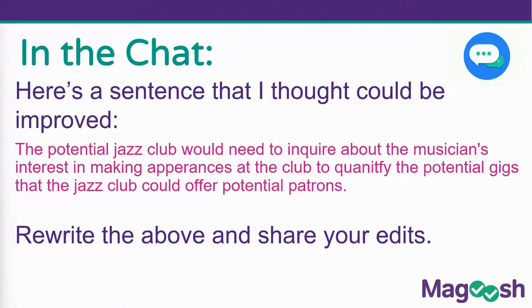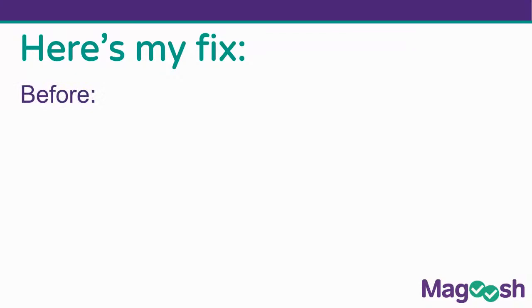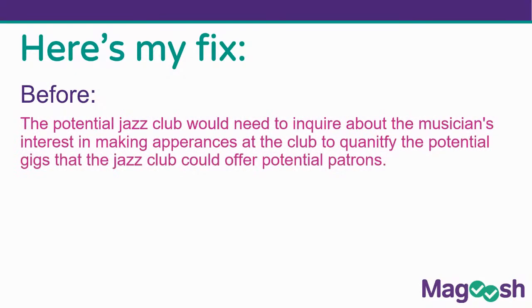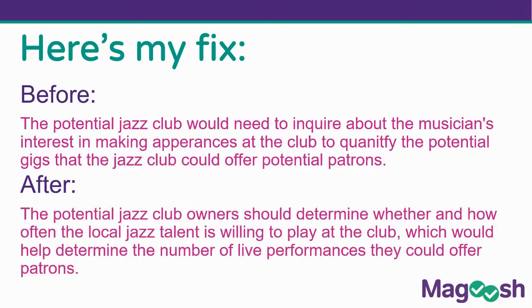All right. So, in terms of editing this sentence, here is my fix. You know what it looks like before? Crazy long sentence, kind of wordy. And really, I just took that sentence and broke it up a little bit. Everything's still there. "Potential jazz club owners should determine whether and how often the local jazz talent is willing to play at the club," with a nice comma to break this up, "which would help determine the number of live performances they could offer patrons."